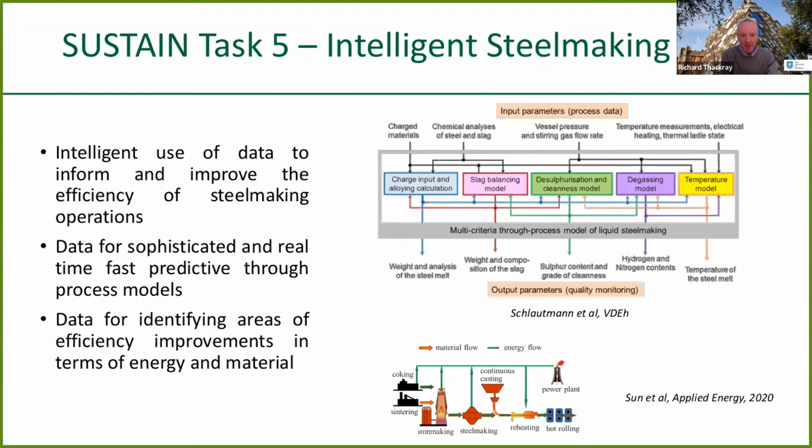In task 5, intelligent steelmaking, we're going to be looking at the intelligent use of data to try and inform and improve steelmaking efficiency. And that's data from some of the real-time through process models that Michael has talked about, and the data that we're going to be using at Sheffield to identify efficiency improvements in terms of energy and in terms of materials. Next slide, please.